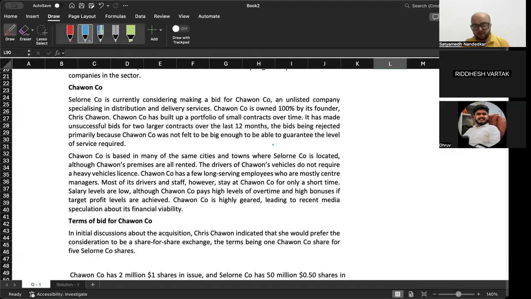The drivers of Chavon's vehicles do not require a heavy vehicle license. Chavon Company has a few long-serving employees who are mostly center managers. Most of its drivers and staff, however, stay at Chavon Company for only a short time. Salary levels are low, although Chavon Company pays high levels of overtime and high bonuses if target profit levels are achieved. The company is highly geared, leading to recent media speculation about its financial viability.